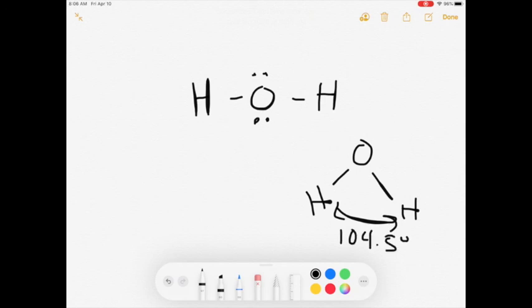So I'm not going to ask for the specific bond angles. I'm just going to stick with 109.5. But I wanted to show you that these lone pairs are big. They're bigger than the bonding pairs, and they push those bonds closer together. So the more lone pairs I have on the central atom, the closer those outside atoms are going to be together.